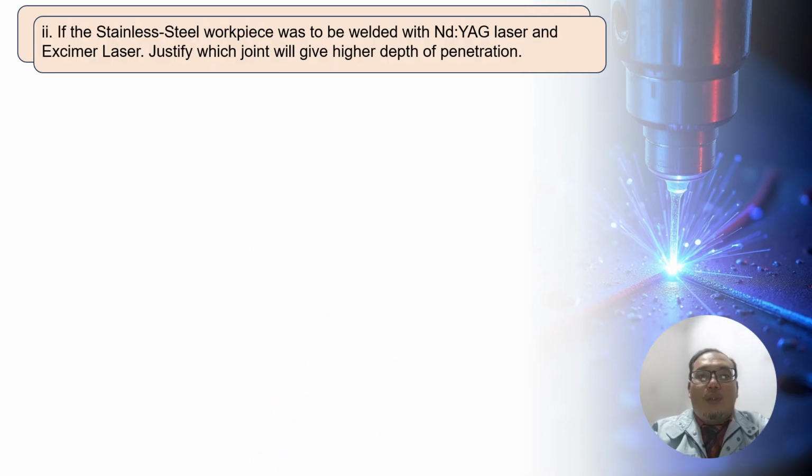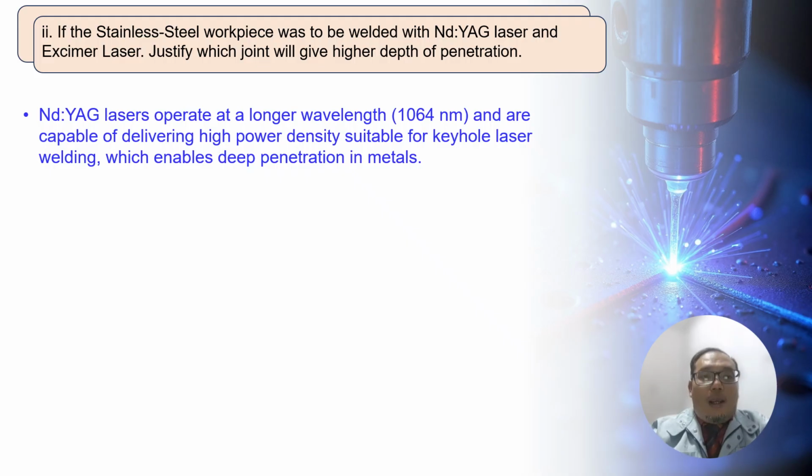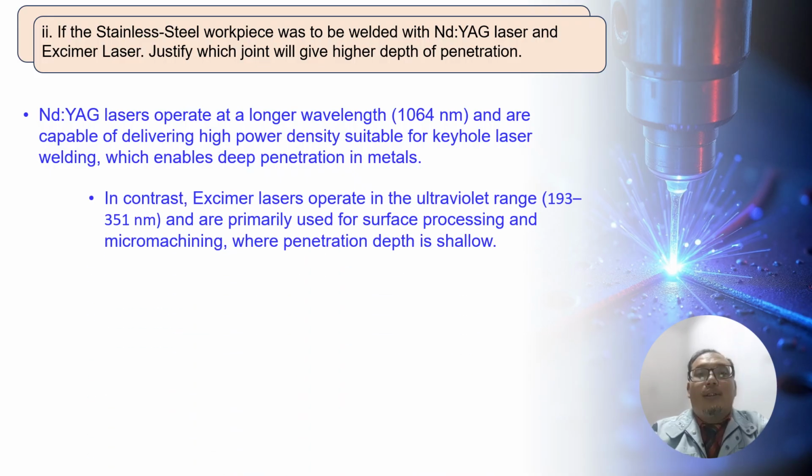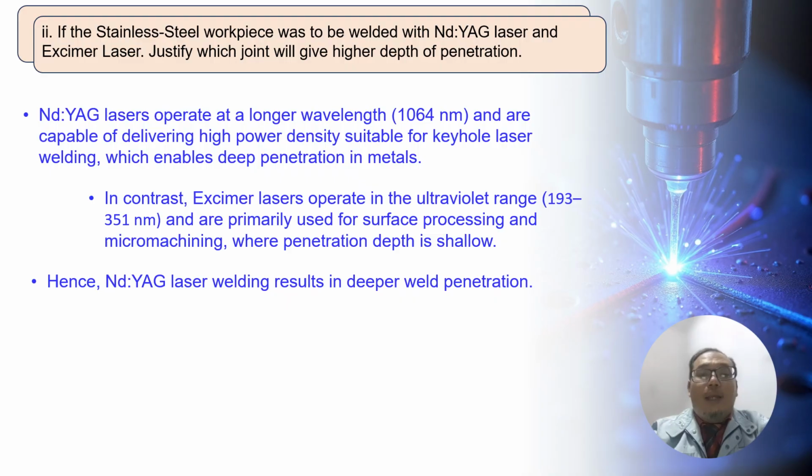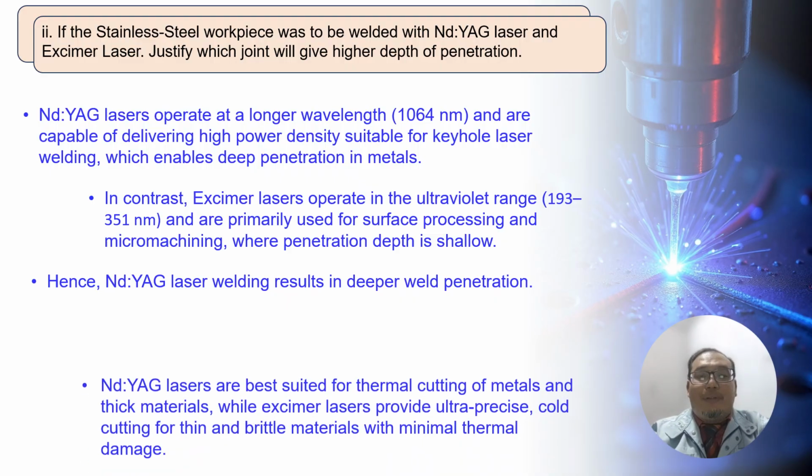Question 2.2. If the stainless steel workpiece was to be welded with Nd:YAG laser and excimer laser, specify which joint will give higher depth of penetration. Following are my answers. Nd:YAG laser operates at a longer wavelength, 1064 nanometer, and is capable of delivering high power density suitable for keyhole laser welding, which enables deep penetration in metals. In contrast, excimer laser operates in the ultraviolet range between 193 and 351 nanometer and is primarily used for surface processing and micromachining, where penetration depth is shallow. Hence, Nd:YAG laser welding results in deeper weld penetration.